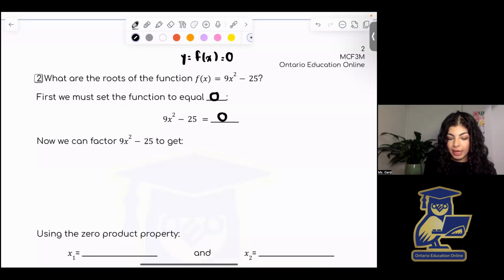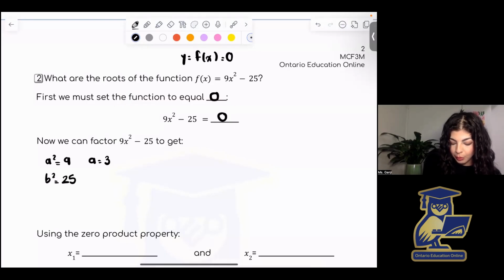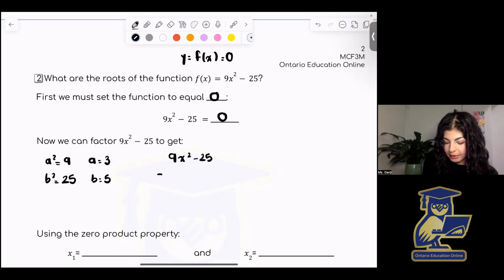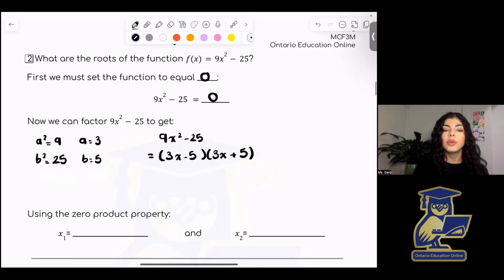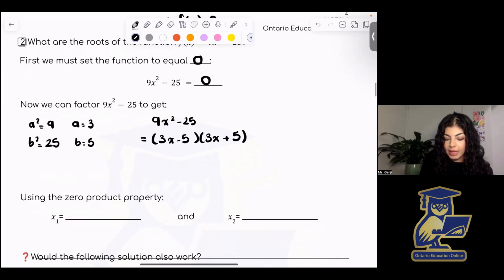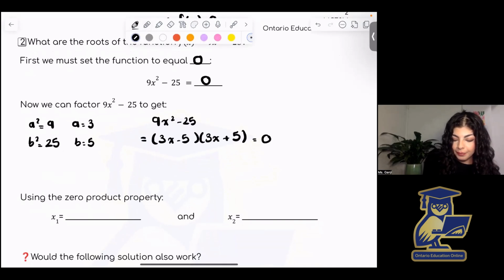I hope you recognize this as a difference of squares, because we have a squared equal to 9, so a is equal to 3, and we have b squared equal to 25, so b is equal to 5. Then we can write this as the difference of squares to get 3x minus 5 and 3x plus 5. Now, using the zero product property, we want this to equal 0. So either the first bracket is equal to 0 or the second bracket is equal to 0.